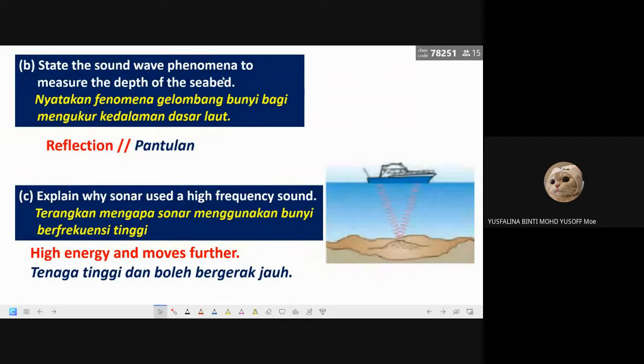State the sound wave phenomenon used to measure the depth of the sea. This one uses reflection. There must be a transmitter that will transmit the ultrasonic wave. After it hits the seabed, it will reflect back the ultrasonic wave, and then it will reach the receiver. Based on the receiver, they can detect the time taken to reach it. Then you just use the formula, and they can know how far the seabed is from the ship. Explain why sonar uses a high frequency sound. Usually high frequency sound has high energy, so if it has high energy, it can travel further.